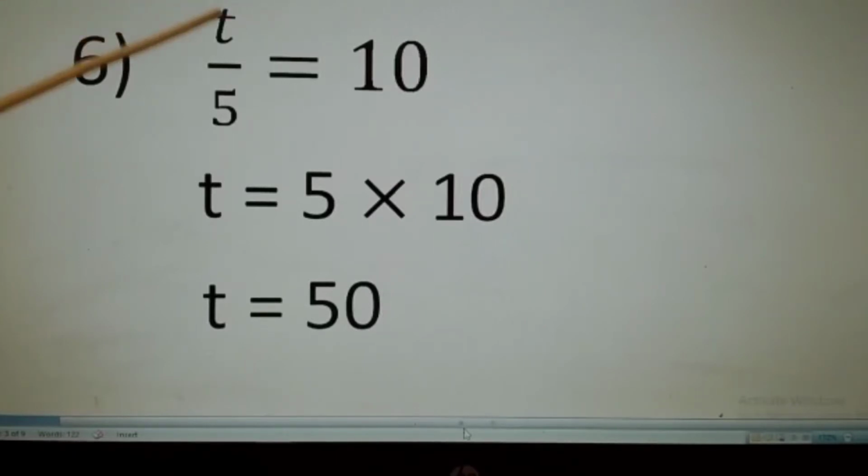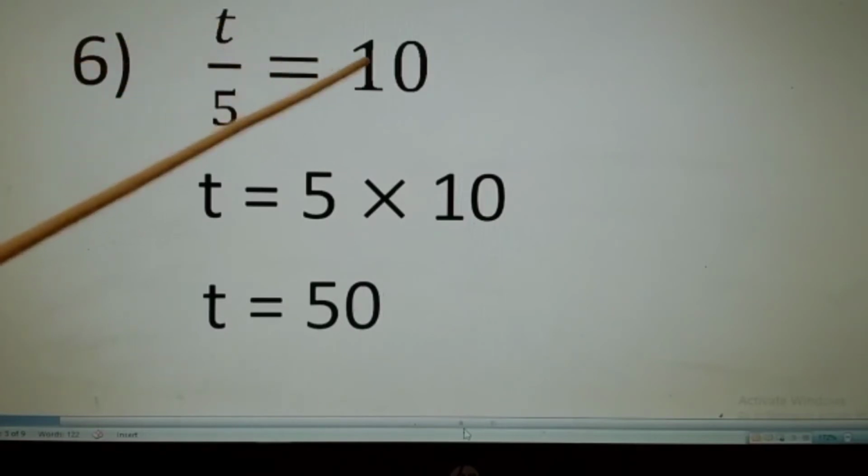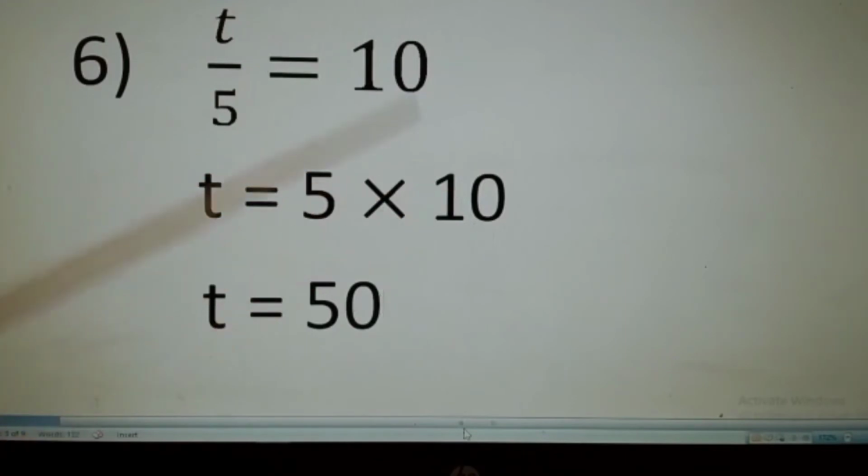Sixth question is t by 5 is equal to 10. Here a division part is there. On the right side it will become multiplication. That is t is equal to 5 into 10. T is equal to 5 into 10 is equal to 50. Value of t is equal to 50.